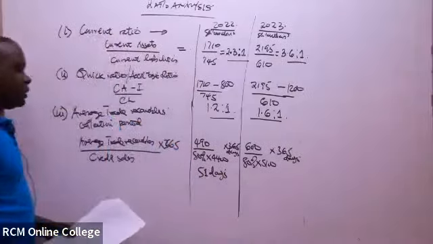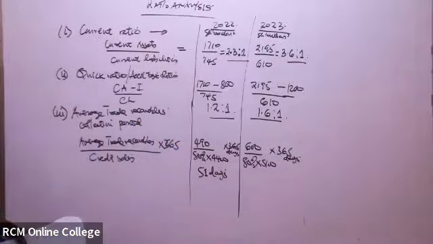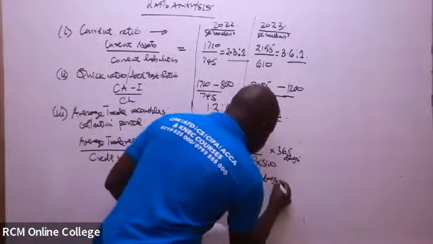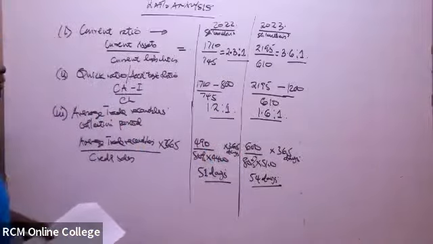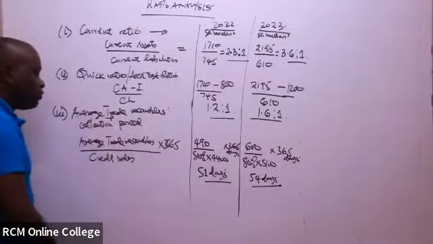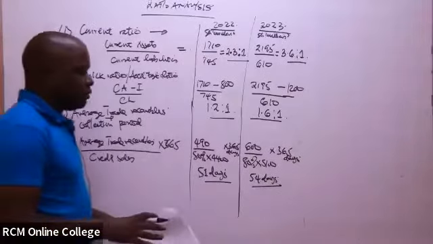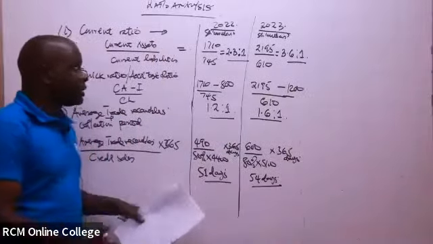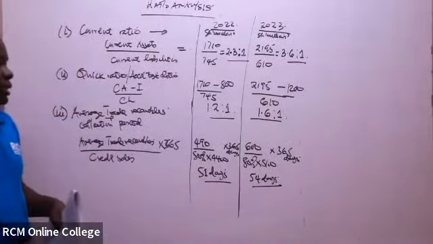Then this one is how many days? 600 over 80% multiplied by 5,100 multiplied by 365. You get 54 days. What this means is that in the year 2023, they were taking longer to collect from debtors, by 3 days. This is basically the average period you take to get your money from your debtors. Averagely throughout the year, you took around 51 days in 2022, and in 2023, you took 54 days.